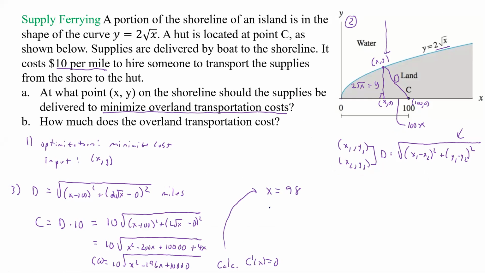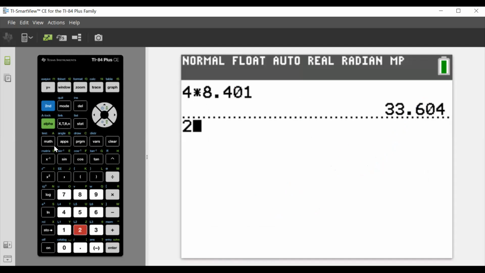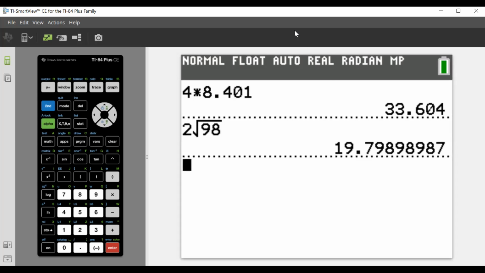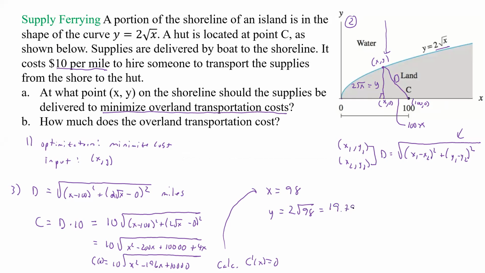All right, well, what does that give us for y? Well, y is equal to 2 square root of 98. And so if we find what that is, 2 square root 98, that's 19.799. You know, we could probably round that up to 19.8 if we really wanted to, but we'll leave it with that for now. And so that's our point x, y.